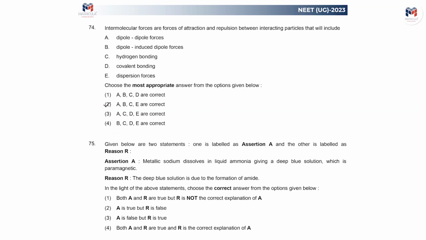Question number 75. Given below are two statements. One is labeled as assertion A and the other is labeled as reason R. Assertion A. Metallic sodium dissolves in liquid ammonia giving a deep blue solution which is paramagnetic. Reason R. The deep blue solution is due to the formation of amide. In the light of the above statements, choose the correct answer from the options given below. The answer is option number 2. A is true but R is false.